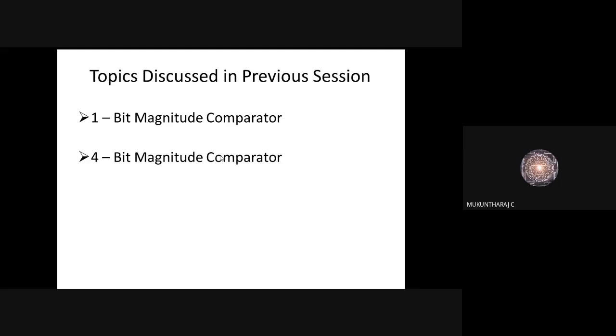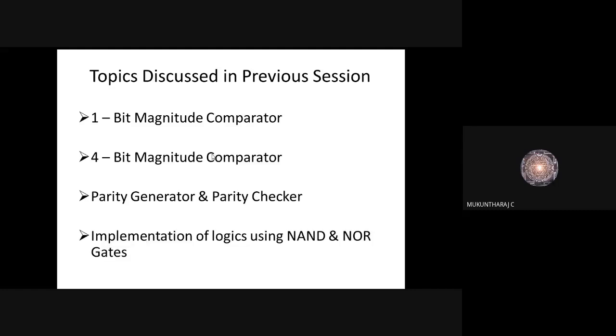Then we discussed the parity generator and parity checker, right? Then we discussed how to implement logic using the universal gates, NAND and NOR gates. With the help of the NAND and NOR universal gates, we discussed how to implement combinational logic and other logic functions in the last session.